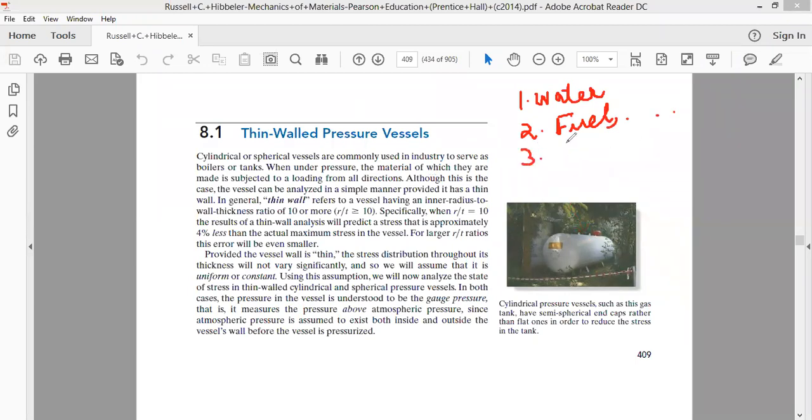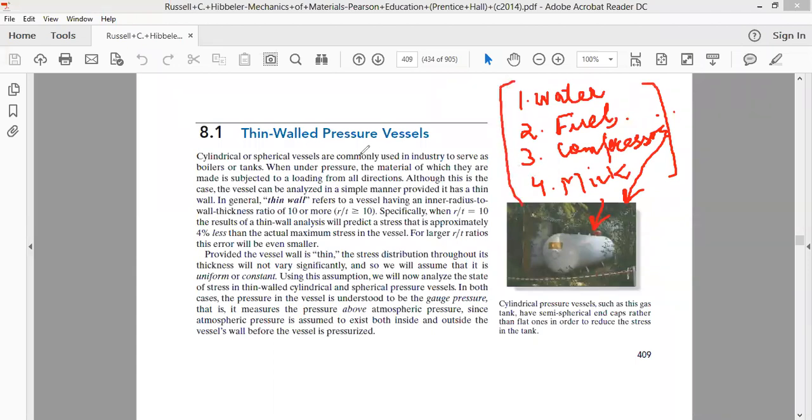The third one is that they are used in compressors. In compressors, we find these pressure vessels. In the same way, you have the transportation of milk. Transportation of milk and other products from the factories is done with the help of these pressure vessels. So the applications of these pressure vessels are wide, and their understanding is also very, very important.